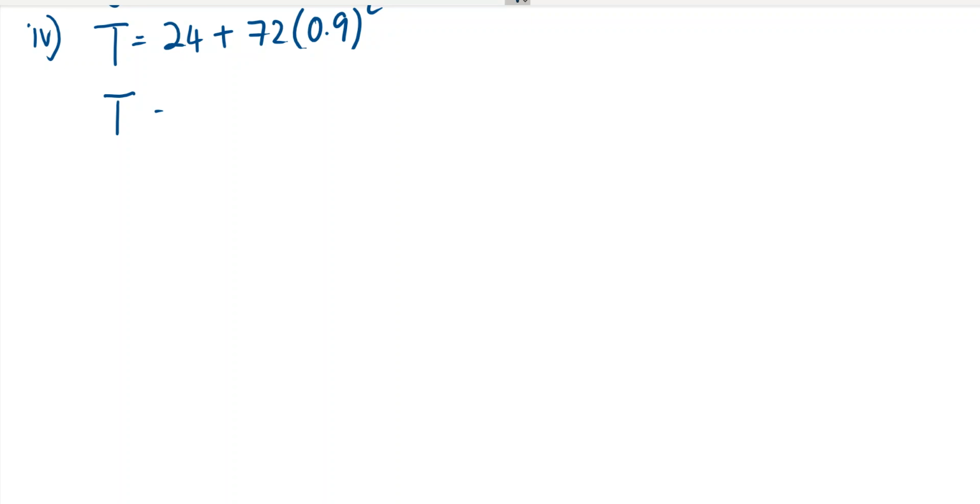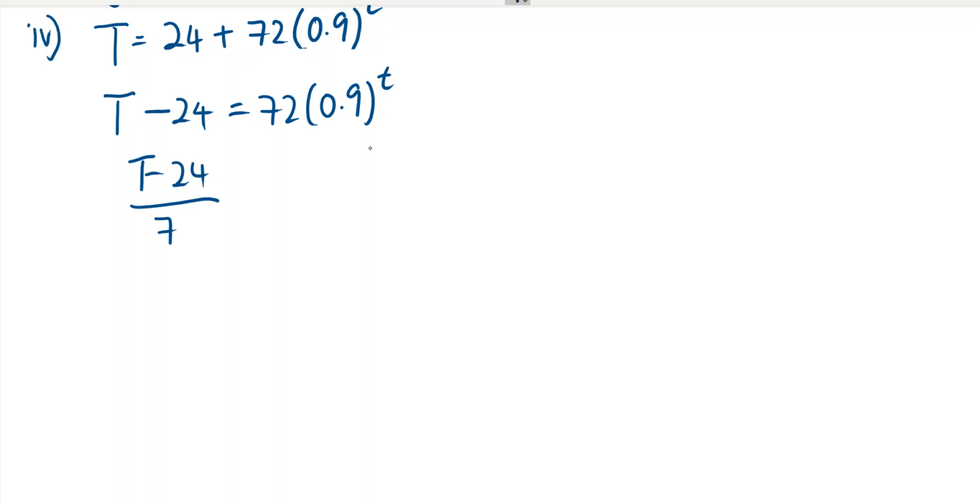T minus 24 is equal to 72 bracket 0.9 to the power of small t, and then (t minus 24) over 72 is equal to 0.9 to the power of t. Now, a question from here. It seems logical to log both sides. The difference is we are trying to make t the subject. So t is now a power. What should we log on both sides such that 0.9 disappears?